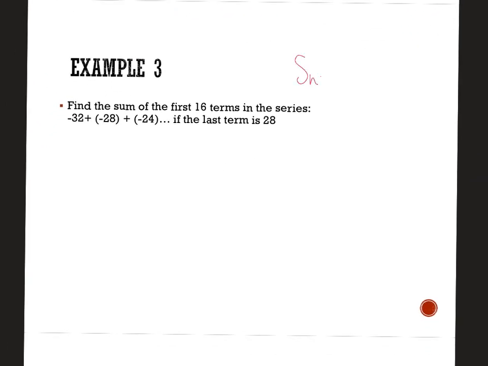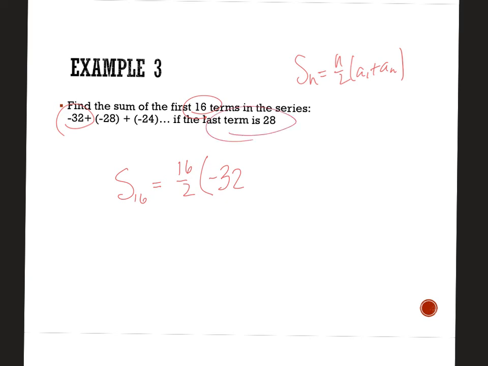Let me write the formula. I'm finding the sum of the first 16, so I should be able to start putting some numbers into this formula. Now I need the first number, which I can see, and the last one, oh, it says it right here. The last one is 28. So 16 over 2 is 8. Negative 32 plus 28 is negative 4. When I multiply that together, I get negative 32. If I add up all those numbers, I get negative 32.